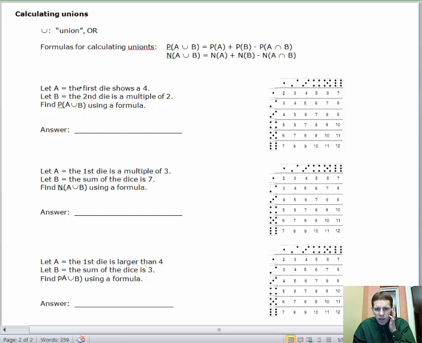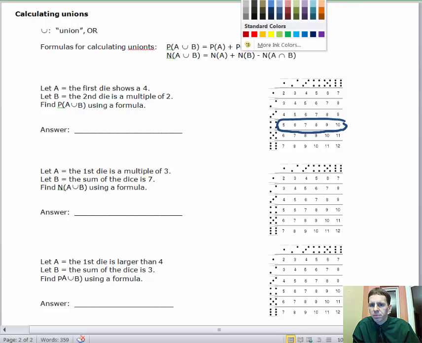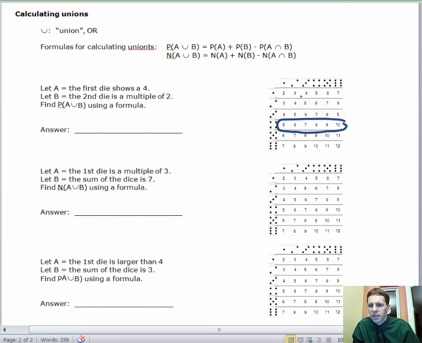Let's look at this event where we have A is the first die showing a 4, B is the second die as a multiple of 2. We just worked with these examples earlier. I'm going to circle the event A, the probability that the first die is 4, in my blue pen, and I'm going to choose my other pen. For B, the second die is a multiple of 2. That would be these 3 columns of data here.